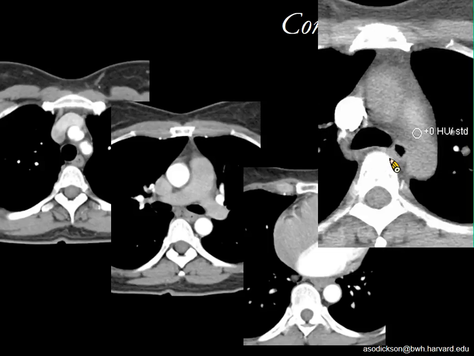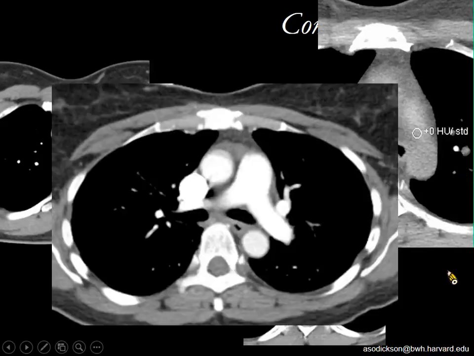But in this case, because we ended up with the monitoring scan in the wrong place, the solution here is to repeat exactly the same contrast infusion, but put the region of interest in the right place, and you end up with a beautiful result.